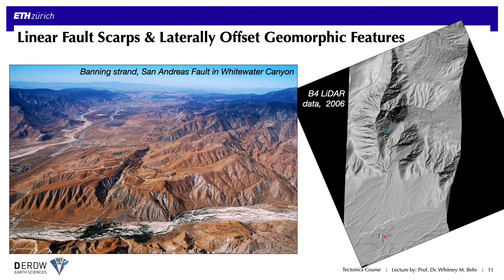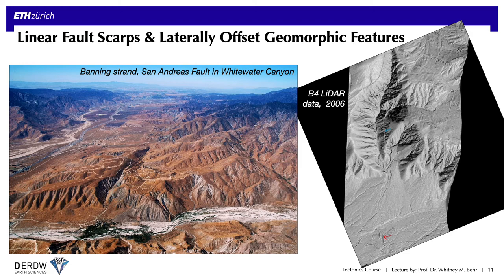You can see those developed even through the active alluvial plain associated with the Whitewater River here. So the red arrow, for example, shows a fault scarp in the canyon itself, and then the blue arrow shows a fault scarp and offset drainages within the canyon walls.